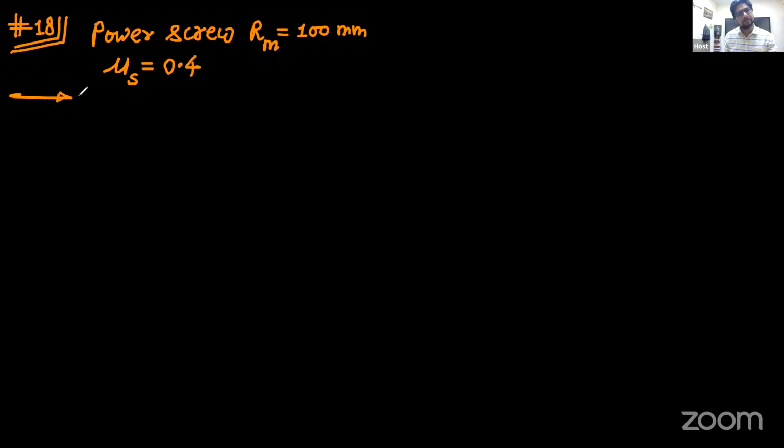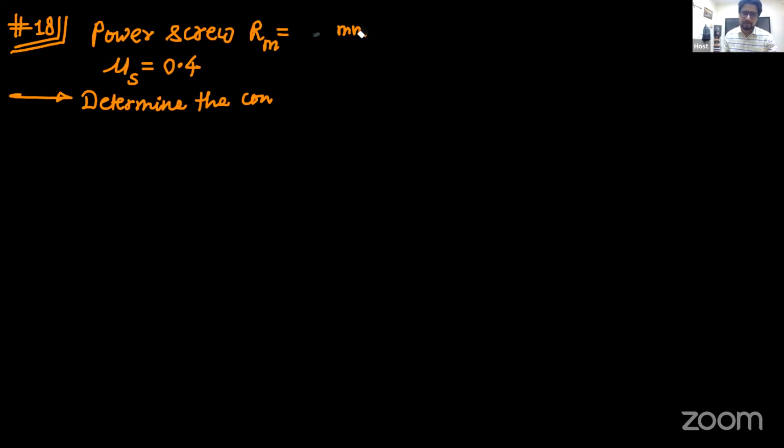Suppose there is a power screw with mean radius 100 mm and between internal threads of nut and power screw, the coefficient of friction value is 0.4. Then determine the condition on lead of power screw.